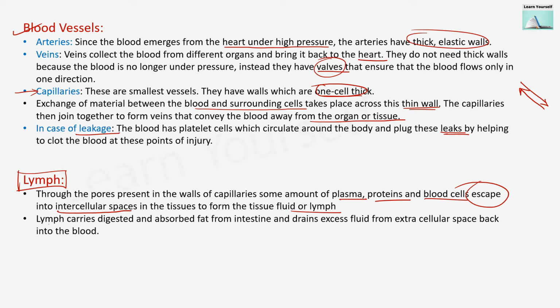Now lymph will carry digested and absorbed fat from the intestine and drain excess fluid from the extracellular space back to the blood. So what has escaped out from the blood vessel into the lymph, lymph will send back into the blood vessel, and it also carries some of the digested and absorbed fat from the intestine.